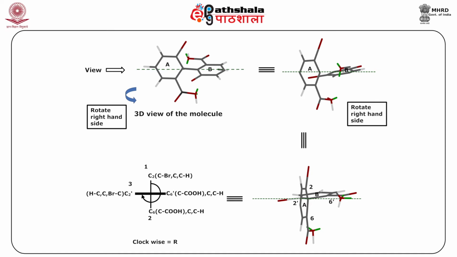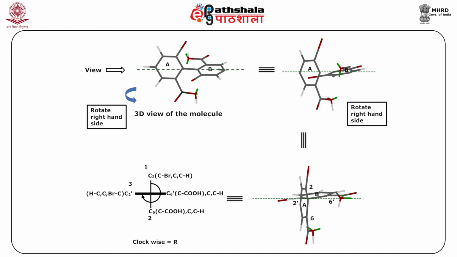So that is R. Now you note that near our eyes will be the bold line, that is the vertical line, which is converted into the Newman projection. You can arrange the molecule into the Newman projection by rotating to the right hand side, then rotating to the left hand side, then reaching this Newman projection.